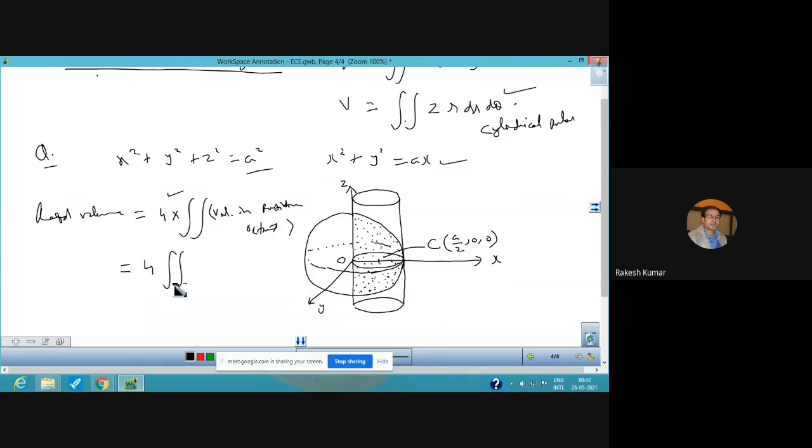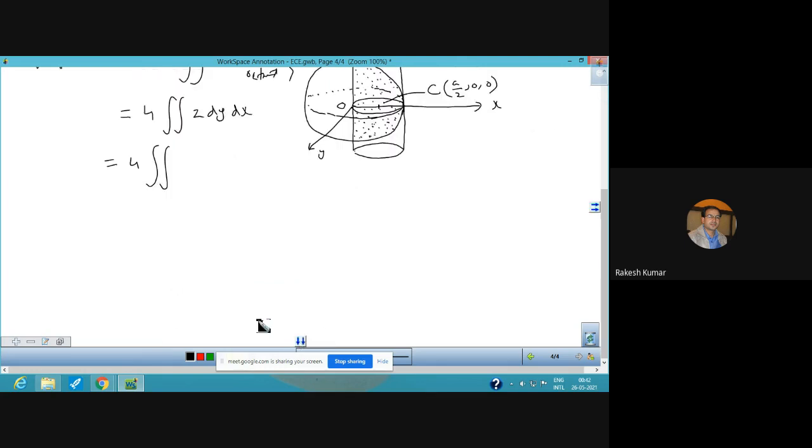So that is 4 times the double integral of z dy dx. Now you can put the value of z. z can be calculated from here, so z comes out to be square root of a square minus x square minus y square. We can ignore the negative value because we are going to calculate the volume in the positive octant. So the integrand is square root of a square minus x square minus y square, dy dx over the region R.